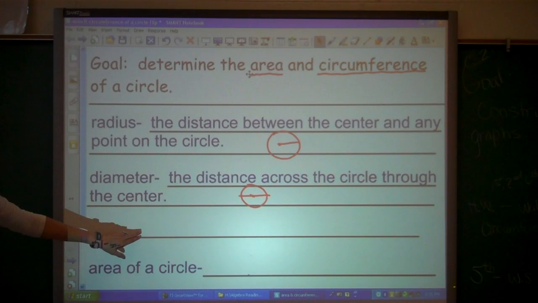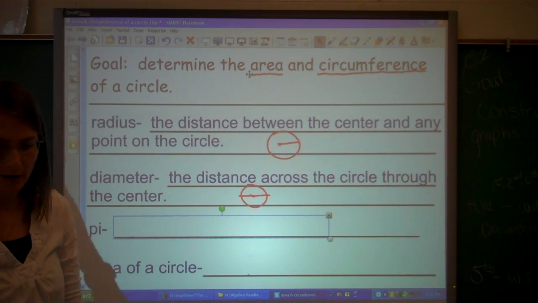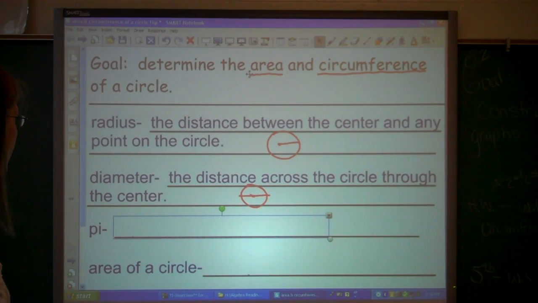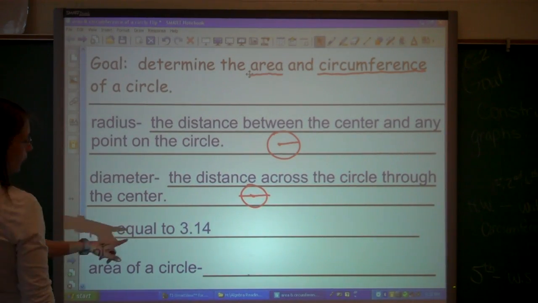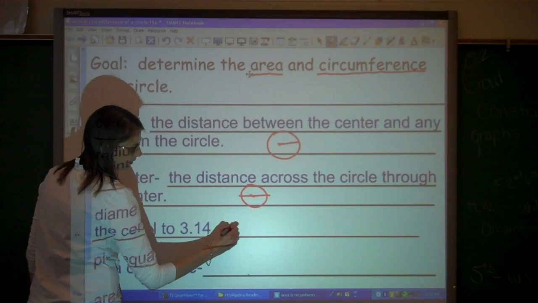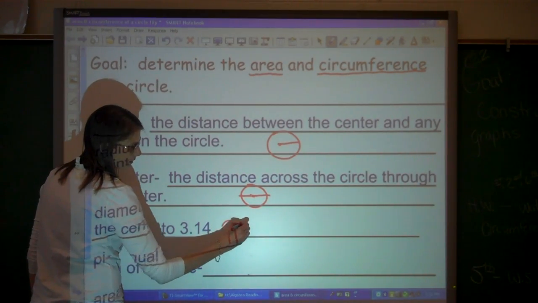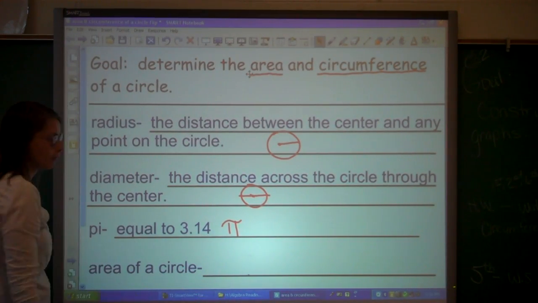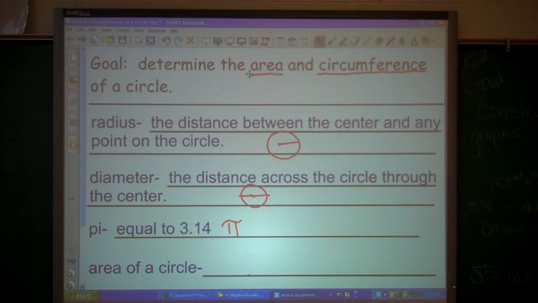Pi, P-I, pi, not the pie that we eat, we will also need to know today, is equal to 3.14. And it looks like this. That's how we write pi, the symbol for pi.